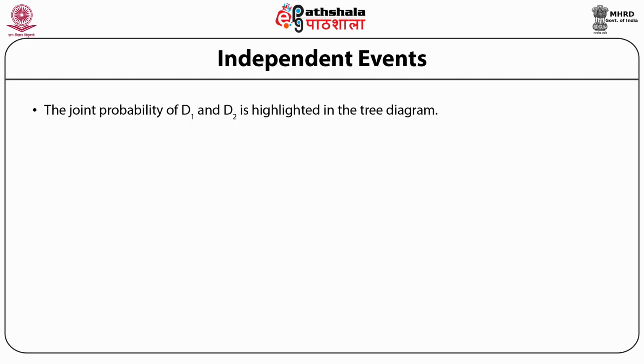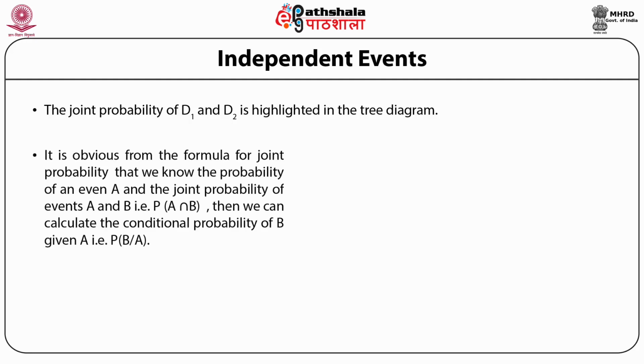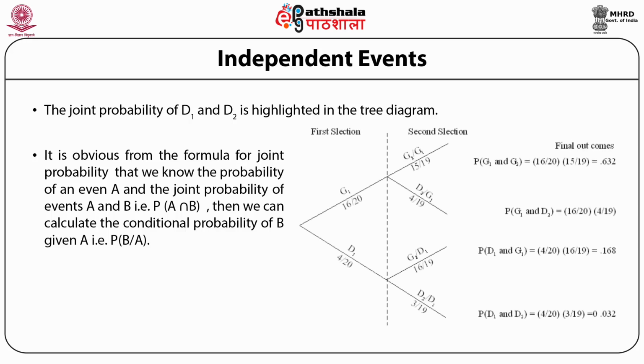The conditional probability is already discussed. It is obvious from the formula for the joint probability that if we know the probability of an event A and the joint probability of events A and B, that is A intersection B, we can calculate the conditional probability of B given A, that is probability of B given A.